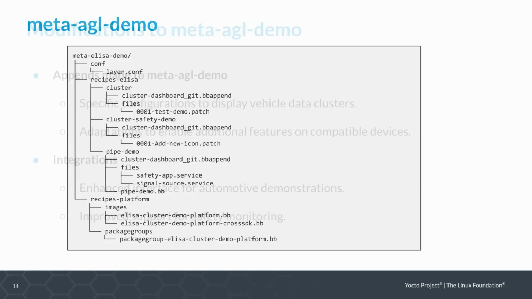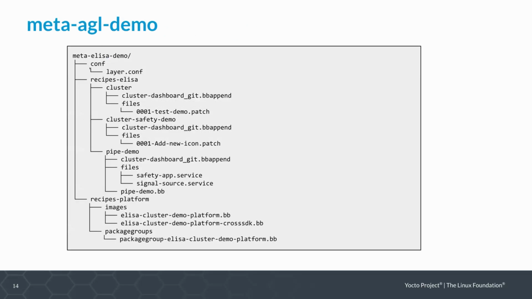So here I have the meta-elisa layer, all the layers and folders, and we can see that we have some appends for the dashboard cluster of AGL. We have this safety demo, which is also an append for the safety cluster of AGL. They add some icons, and it's a patch for icons and things to show in the example. And most importantly, we have this pipe demo recipe here.